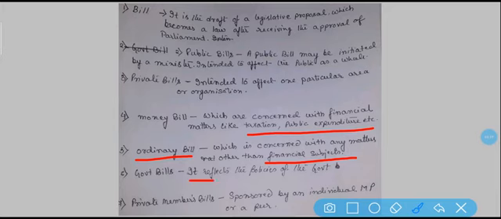Government bill means it reflects the policy of the government, what the government wants to implement in society. That kind of bill, that kind of policy, is known as a government bill. The last one is the private member bill, which is sponsored by an individual MP. Suppose Nusrat belongs to the parliament as a representative from West Bengal. If that MP wants to discuss a particular bill which is only applicable to West Bengal, that is known as a private member bill.